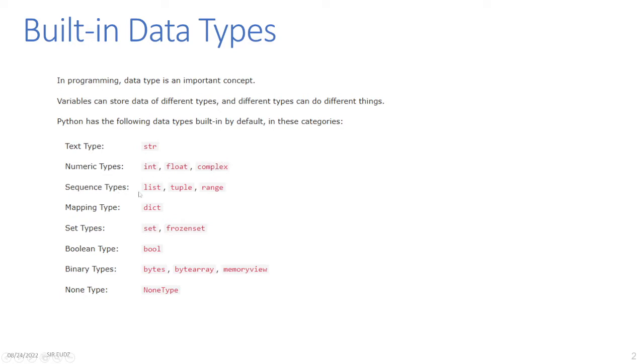Sequence types are list, tuple, or range. Mapping type, you have dict, or dictionary. Set types, you have set and frozenset. Boolean types, we have bool, or boolean. Binary types, you have bytes, bytearray, memoryview, and NoneType also as none type. Most of these will be discussed in our next chapters.